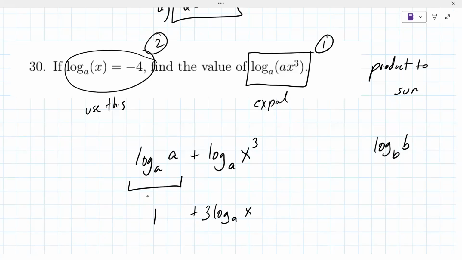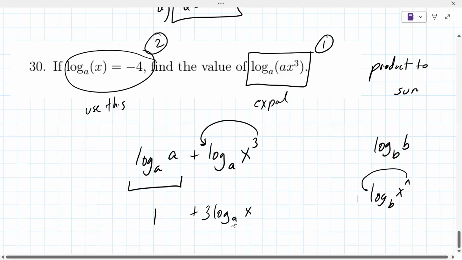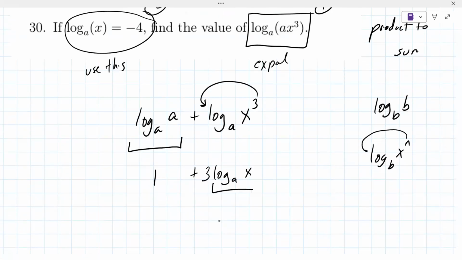So the 3 comes out in front. That's another property, log base b of x to the n. The exponent comes out in front. So right now you've got 1 plus 3 times log base a of x. That's when you substitute in for -4. 1 plus 3 times -4 becomes -11.